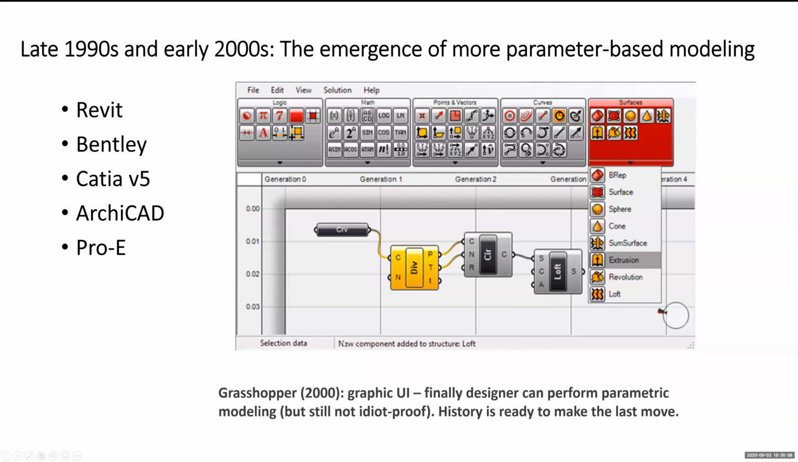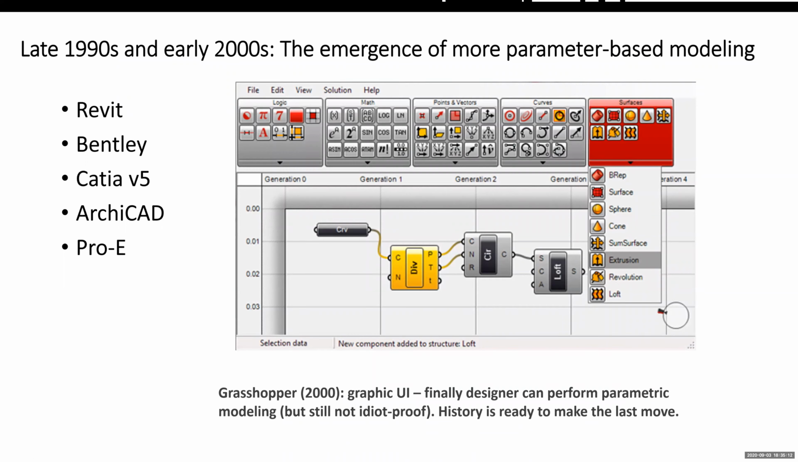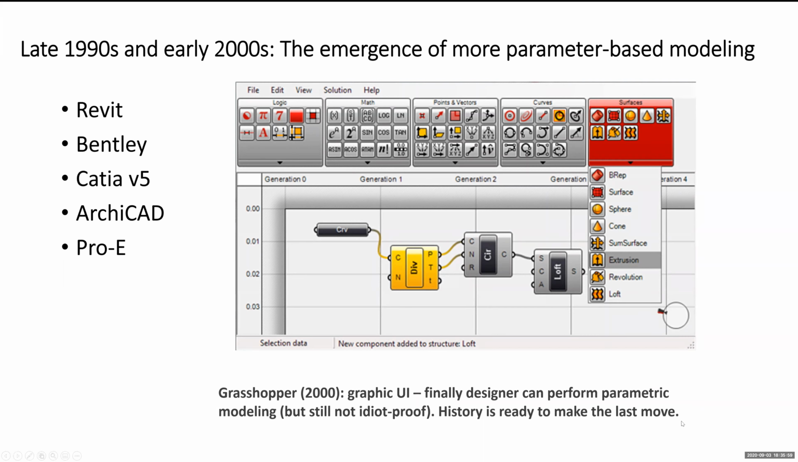And this parametric model, like I mentioned, was the last thing missing for us to call it BIM. So in the late 1990s and early 2000s, we started to see the emergence of more parameter-based modeling. For example, Revit, Bentley, CATIA V5, Architect, and Pro-E all started to integrate parametric modeling functions in their programs. And finally, in 2000, there's a program, Grasshopper. It's a graphic UI where, if you want to change the parameter of something, you do not need to code. You can just use the windows to drag some boxes and connect the boxes to change the parameters. So it is not idiot proof, but it's much better than the original methods. Designers finally can perform parametric modeling, not just the programmers.